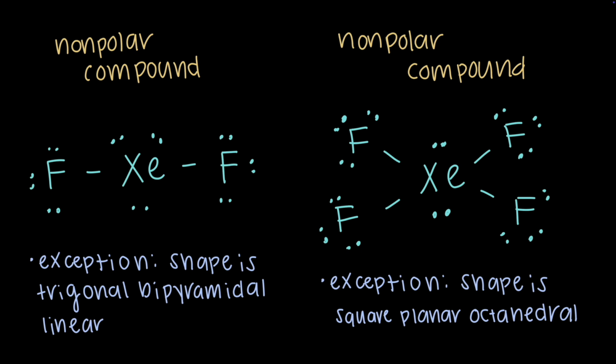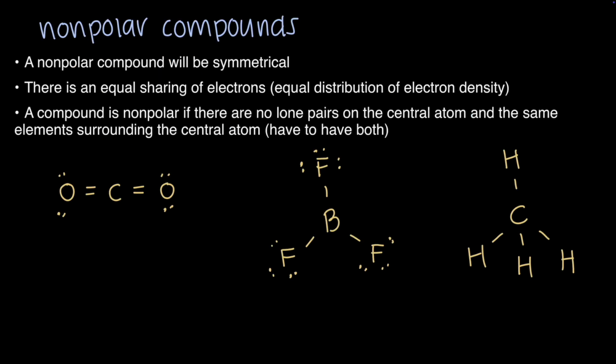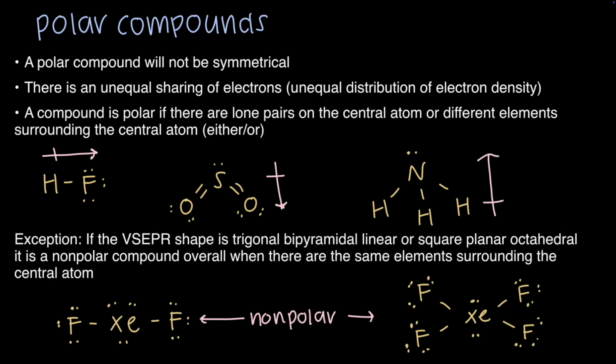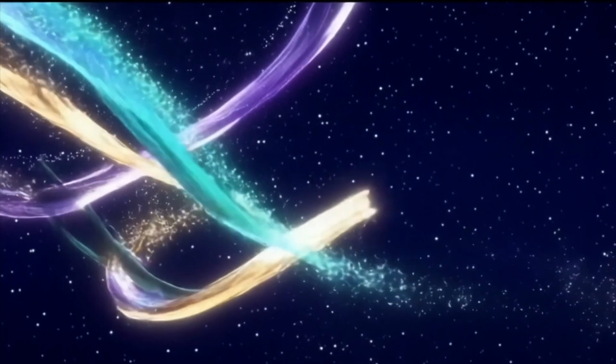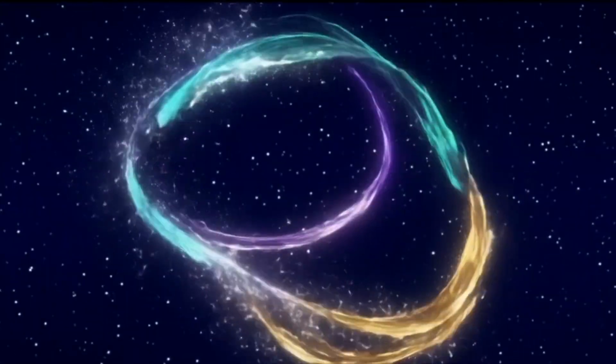This molecule is nonpolar. Use the checklist every time. The same atoms around the center and no lone pairs gives a nonpolar compound. If either of those 2 conditions are not met, call it polar unless you are in one of the 2 exception shapes we highlighted, square planar octahedral or trigonal bipyramidal linear. With a little practice, you will be able to glance at a Lewis structure and call out the polarity with confidence.